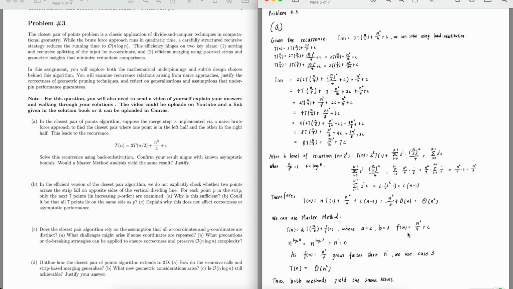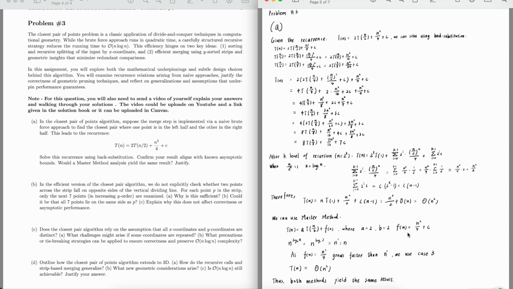By using back substitution to solve this, we can see that T(n) = 4T(n/4) + 2·n²/16 + 2c + n²/4 + c, which equals 4T(n/4) + 3n²/8 + 3c, and also equals 8T(n/8) + 7n²/16 + 7c.